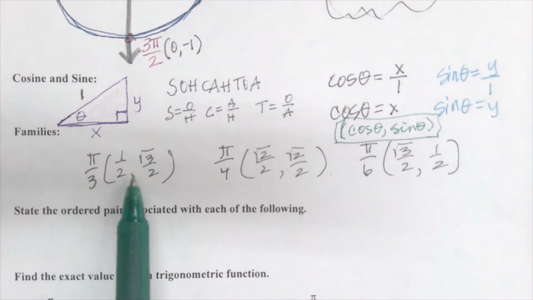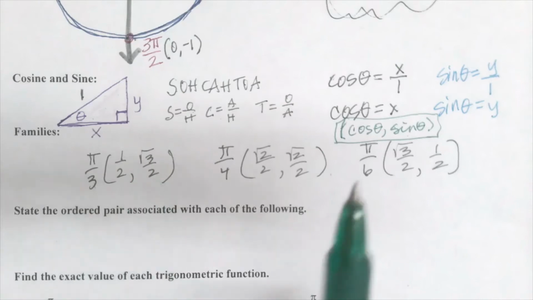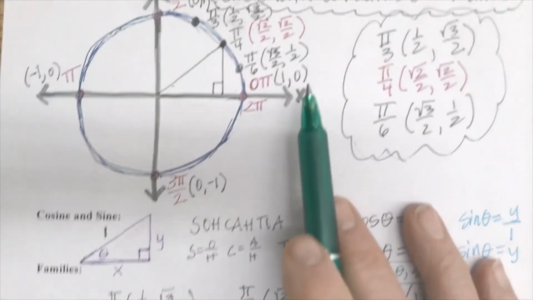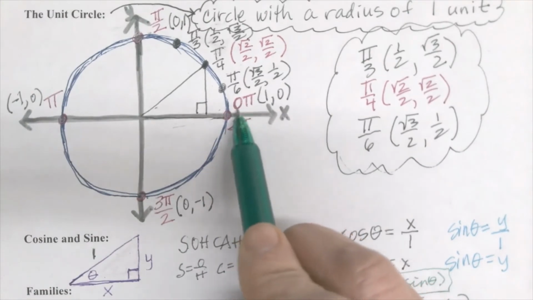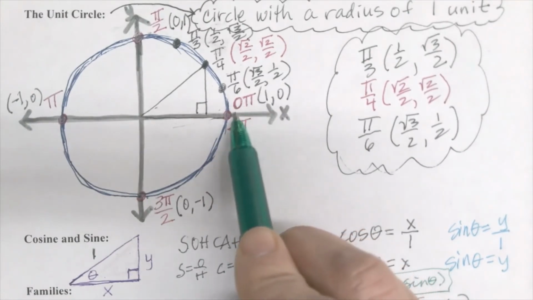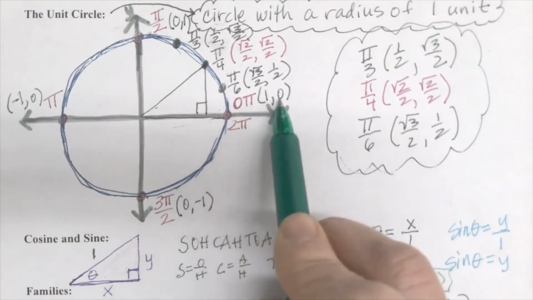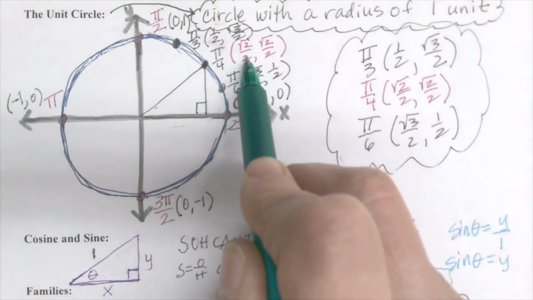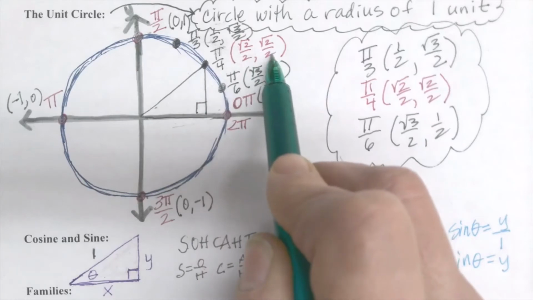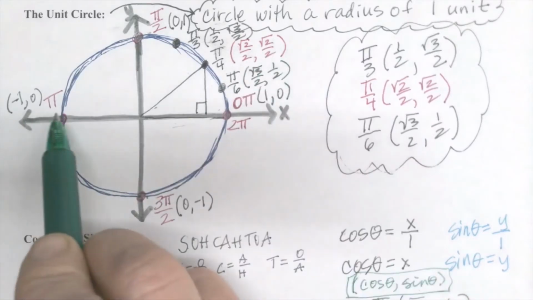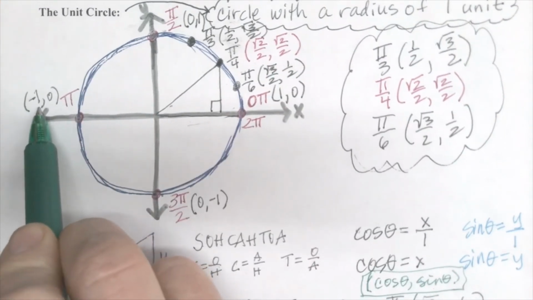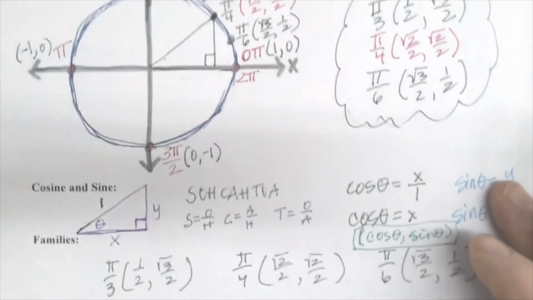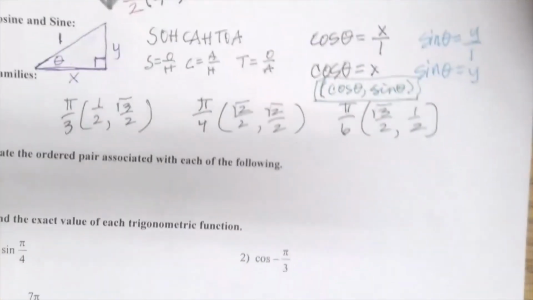The sine of pi over 3 is the square root of 3 over 2. Now these cosine and sine work for all of these values as well. The cosine of 0 is 1. The sine of 0 is 0. The cosine of pi over 4 is square root of 2 over 2. The sine of pi over 4 is square root of 2 over 2. The cosine of pi is -1. The sine of pi is 0. So the x-coordinate is always cosine, the y-coordinate is always sine.